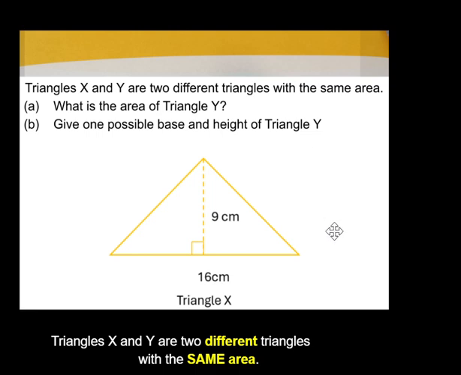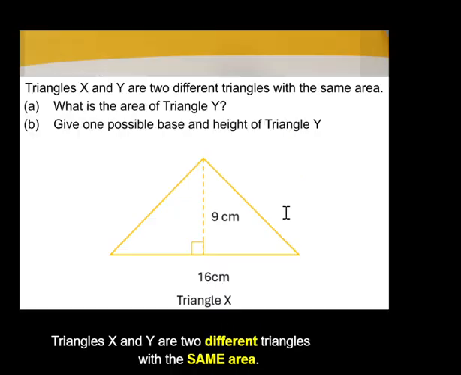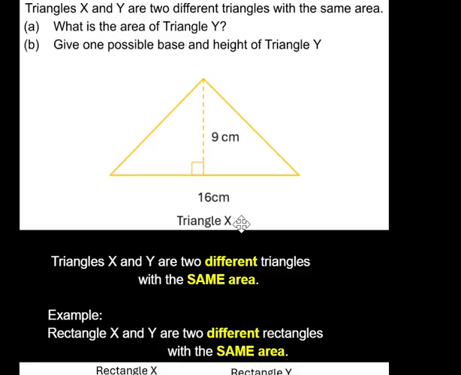So first, we need to understand what the question is actually asking as well as what information was given. The first part is that we know there are two triangles, triangle X and triangle Y. They are two different triangles, which means their base and height cannot be the same, but they have the same area. That is what is given in the question.